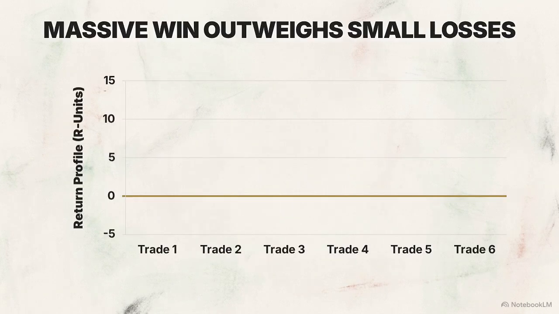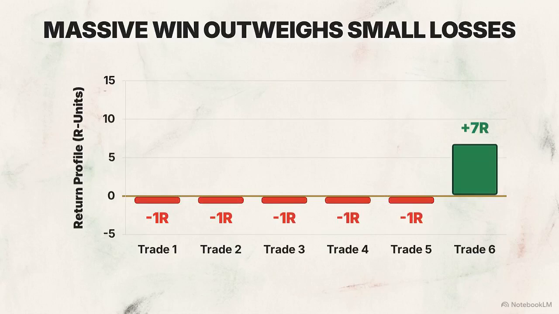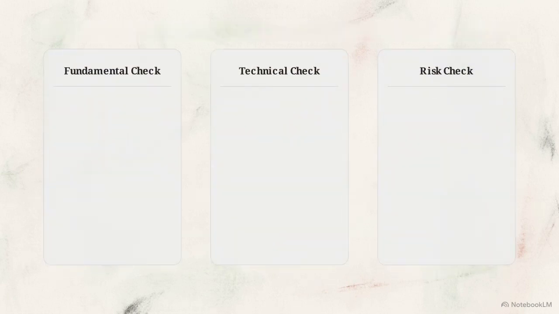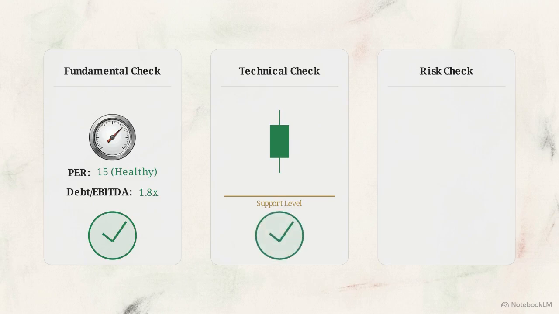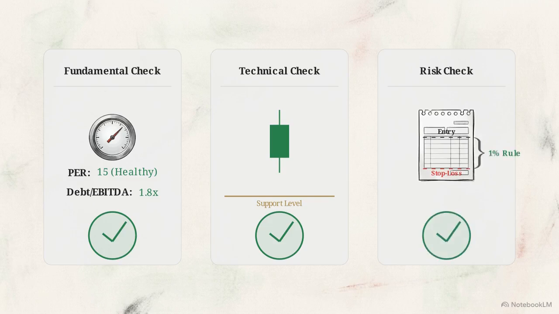By maintaining a strict risk-to-reward ratio, a trader can endure a continuous string of losing trades and still remain profitable over the long run. This screen tracks a complete trade. First, the fundamental check verifies a healthy PER and low debt. Second, the technical check shows a bullish candlestick bouncing off support. Finally, the risk check uses a limit order and stop loss, ensuring risk never exceeds 1%.